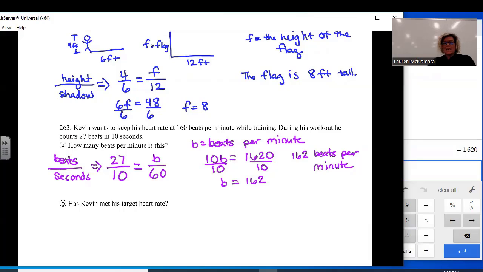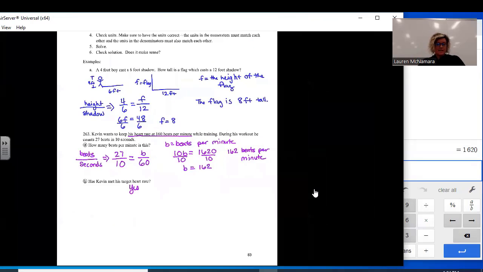It says, has Kevin met his target rate? Well, his target heart rate is 160 beats per minute. So has he met that? Yes. All right, let's look at the next example.